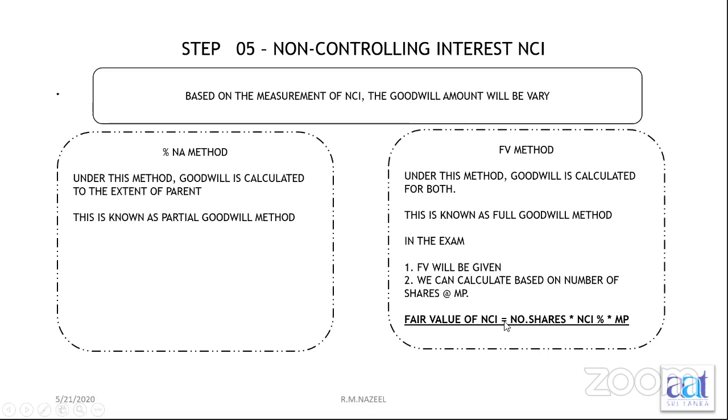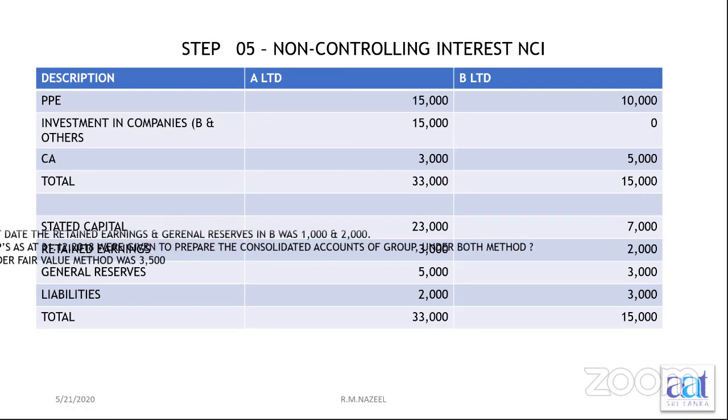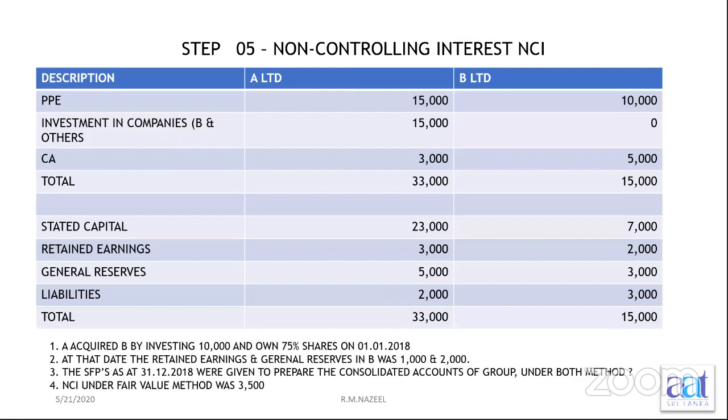Or you will be given details to calculate. If details are given, you need to take the number of shares, multiply by the NCI percentage, and multiply by the market value, so you get the value at the date of acquisition. Now I have given a small variation of the question, which has the same balance sheet. That's why I'm not repeating the balance sheet. You need to see how the adjustment gets fixed in. So it says we invested 10,000 rupees to acquire 75% of shares. Pre and post profit, I maintain very uniformly, and prepare the balance sheet after 1 year under both methods.